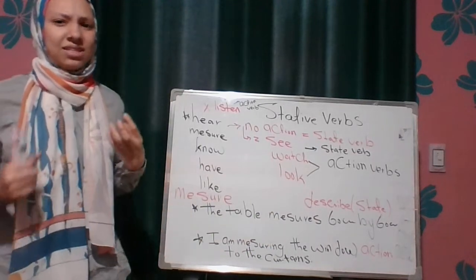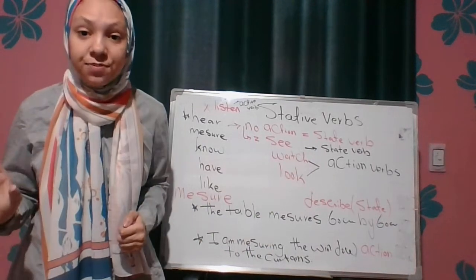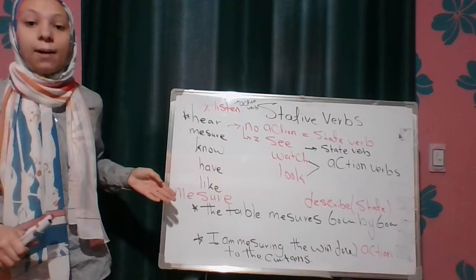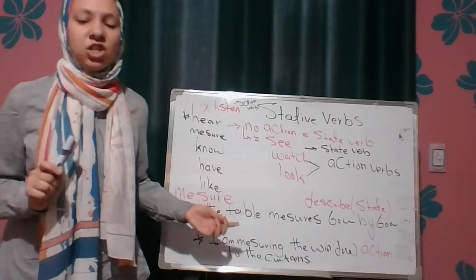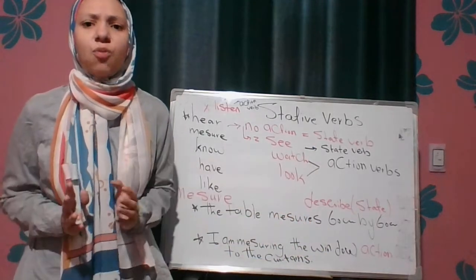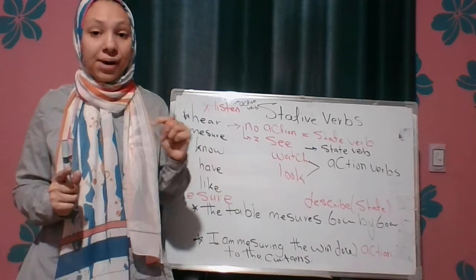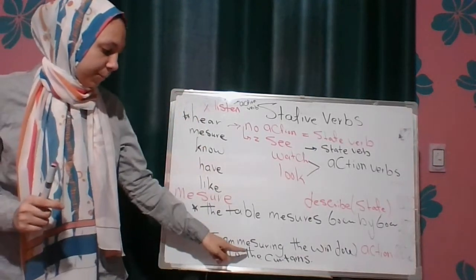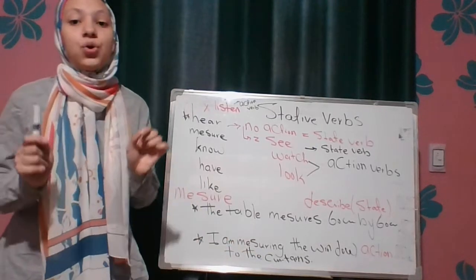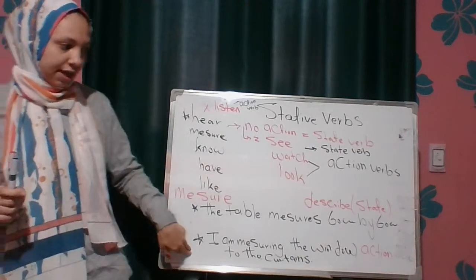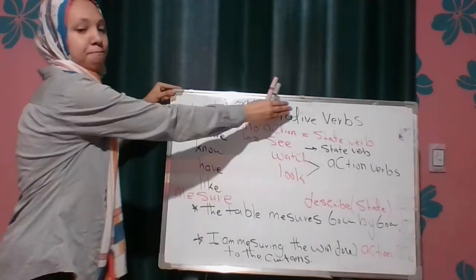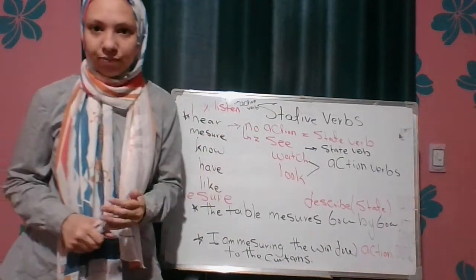Okay, so some verbs have an action meaning and a stative meaning, and this is much trickier. For example, "measure". The table measures 60 centimeters by 60 centimeters. So this describes the state of the table. But with the same verb, "measure", here is an action: I am measuring the window for the curtains. And this is an action. I am measuring now. So this is an action.